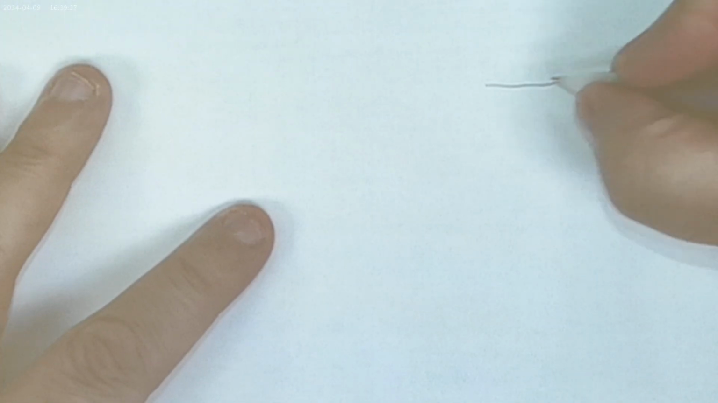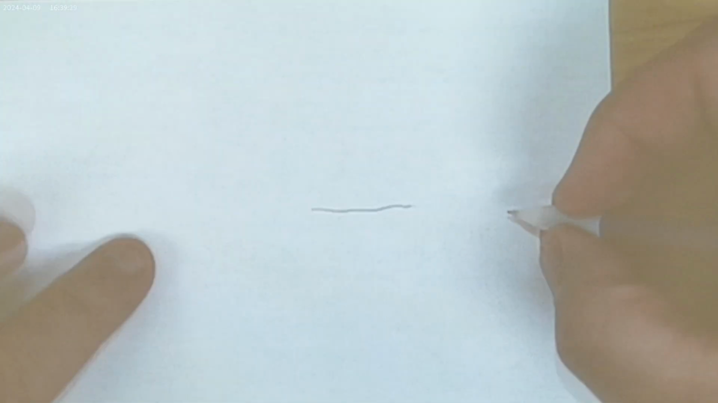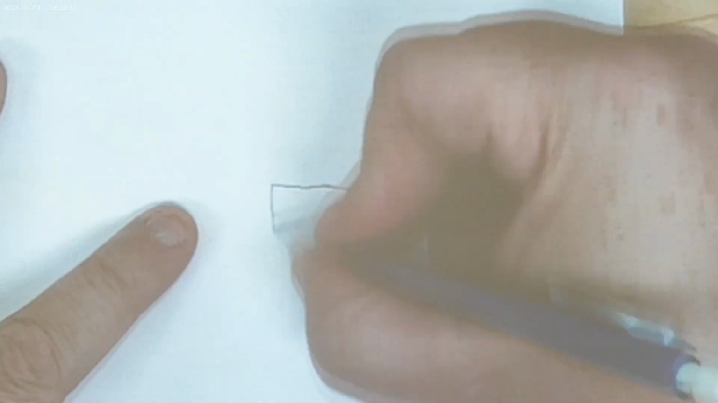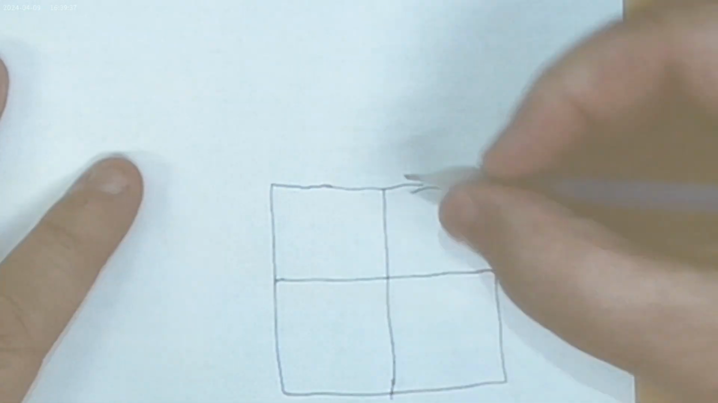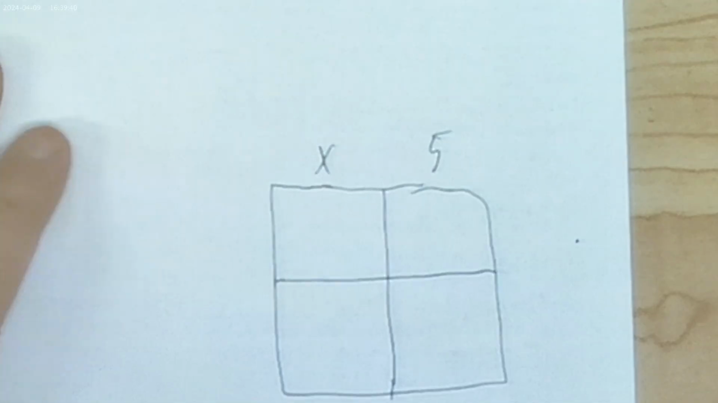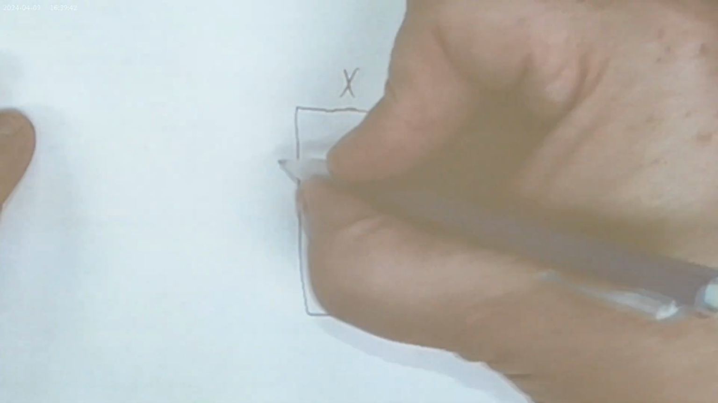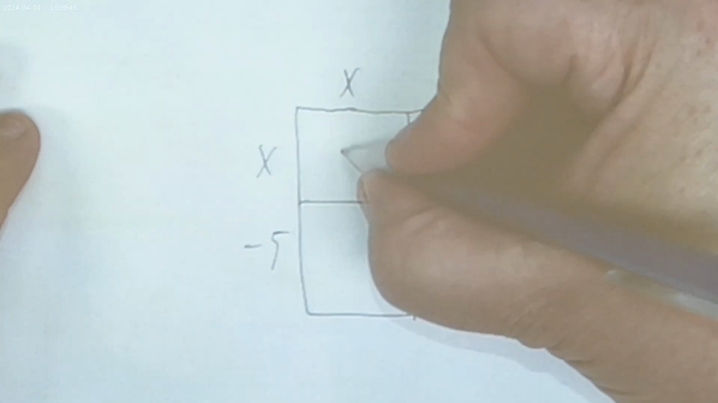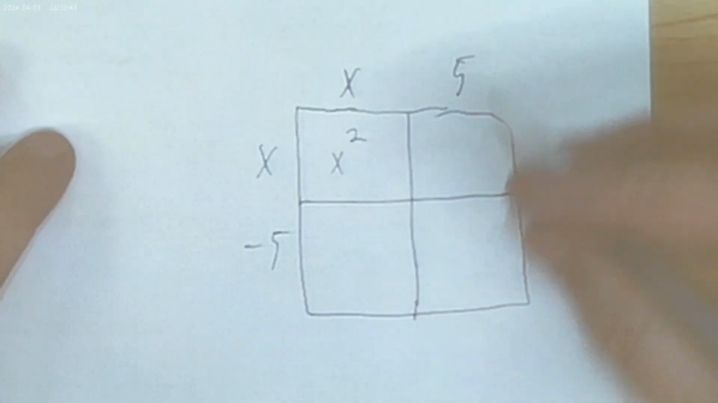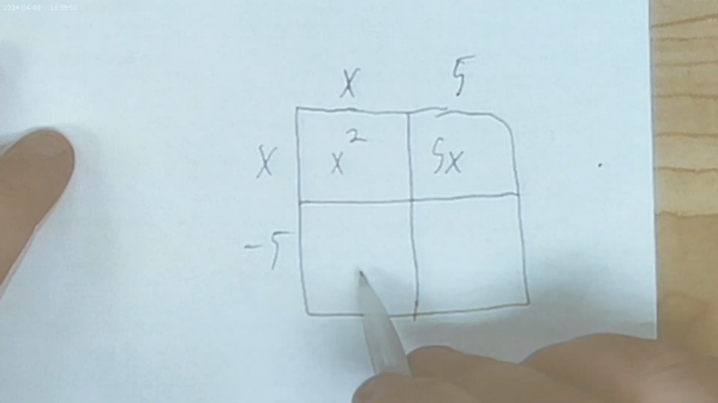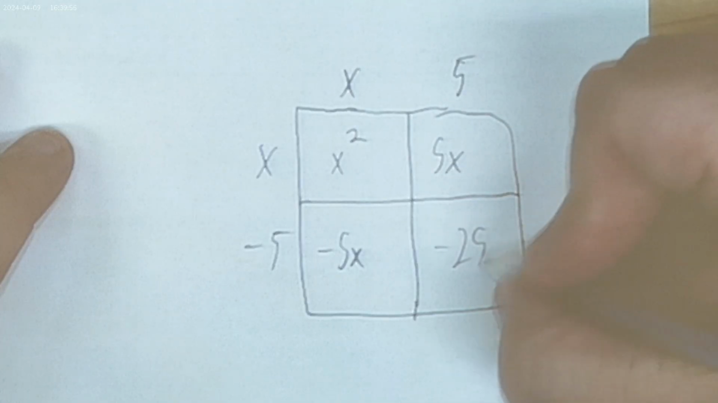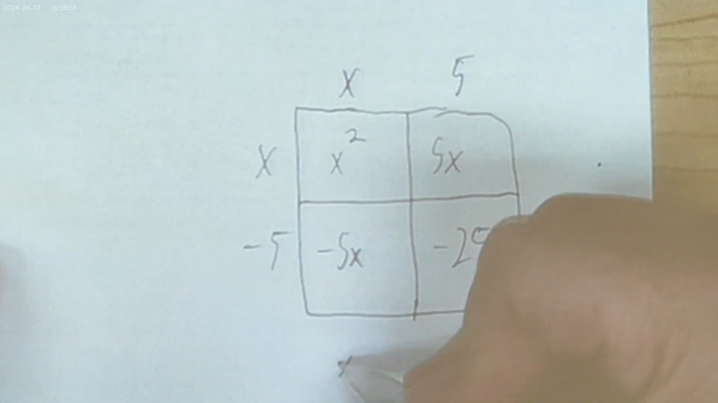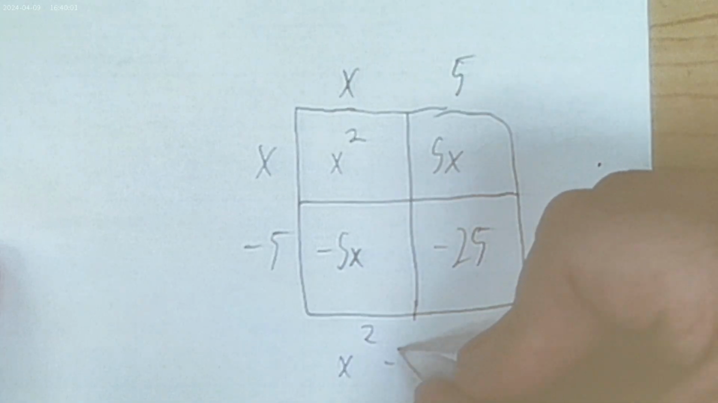And I don't think I have enough space to really do a good box for the box method. So I have this, and then I know it's x plus 5, and then I've got x minus 5. That gives me x squared, x times 5, so that's 5x, minus 5 times x is minus 5x, minus 5 times 5 is negative 25. So that gives me x squared, the 5x's cancel, minus 25.